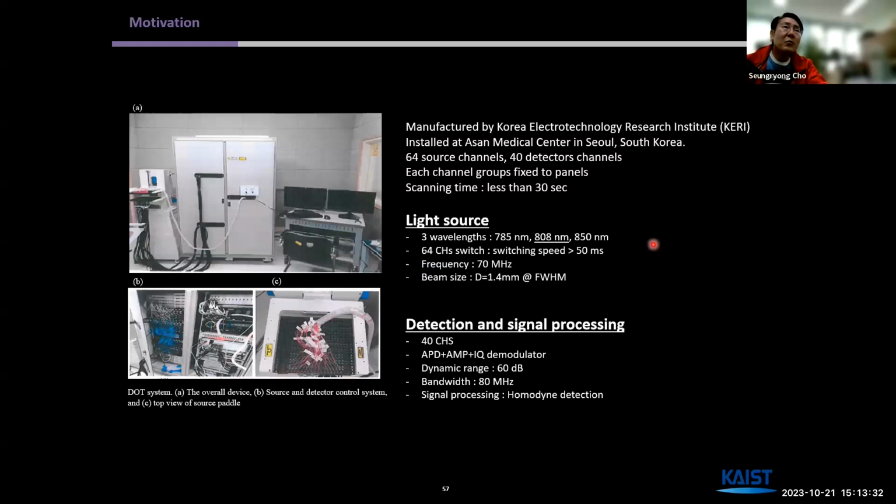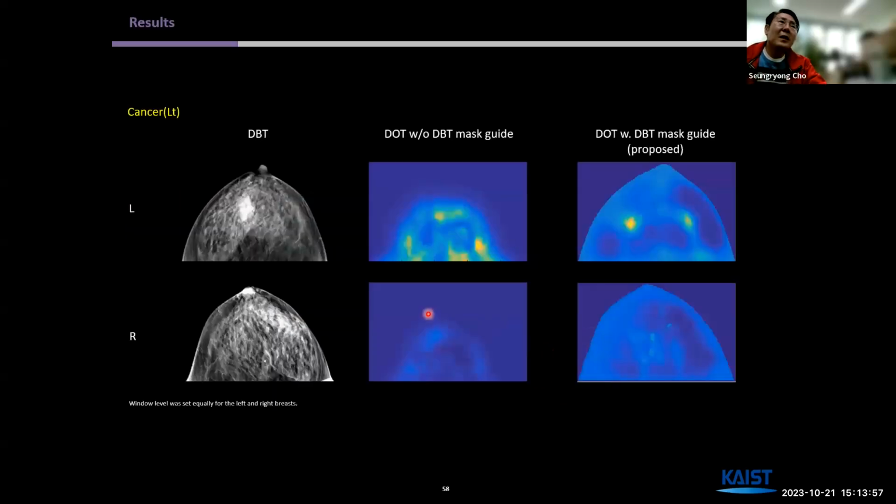In collaboration with other institutions in Korea, we have developed hardware that can provide us DOT scanned information. We use three wavelength light sources, and we also used an avalanche photodiode based detecting system with 40 channels. So here I'm showing you the results.